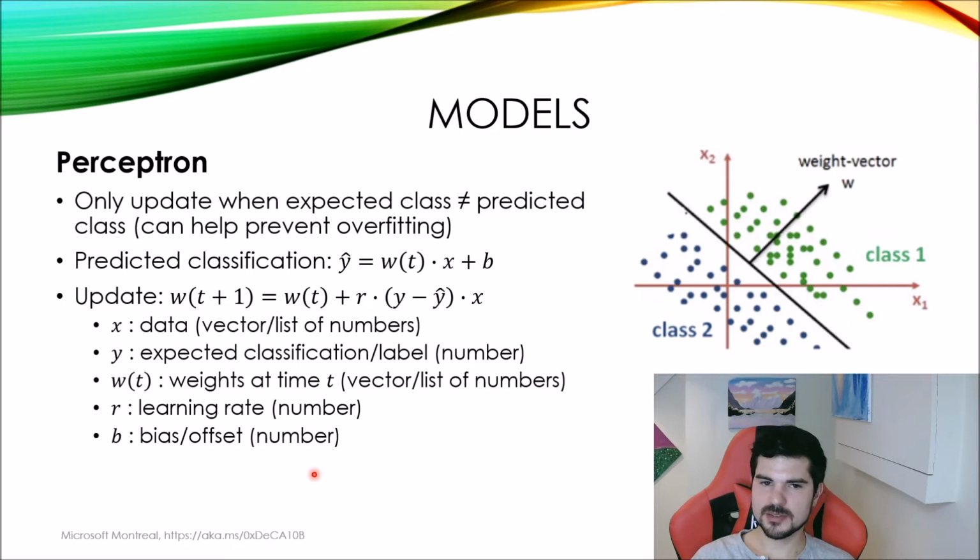A perceptron model, this is very typical machine learning, and what's nice here is, again, the update is very efficient. You just have to update some weights for the number of features that you have. And what can be very efficient here is that you don't update the model if it already agrees with the classification. So if the predicted class is equal to the expected class, you do not update the model.